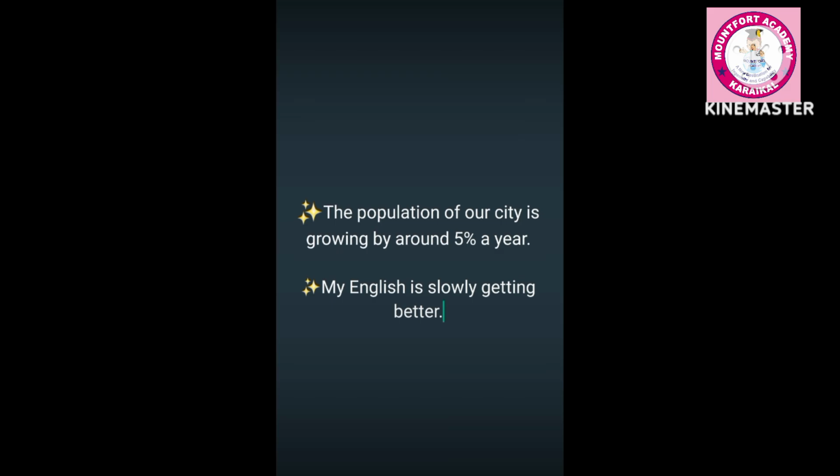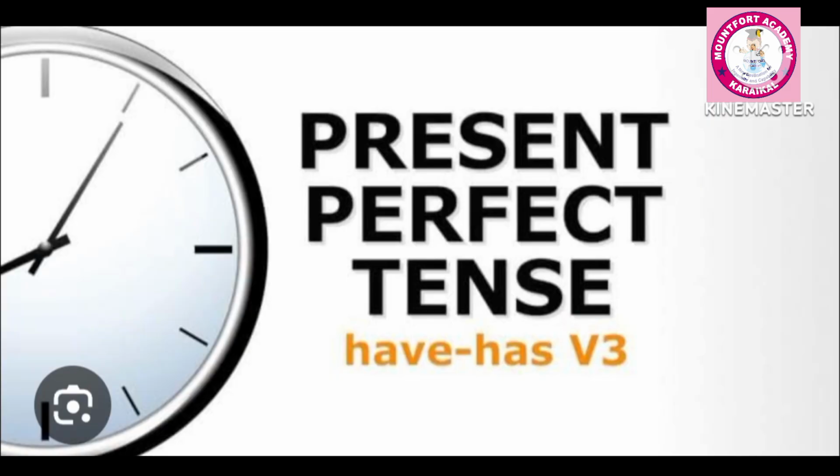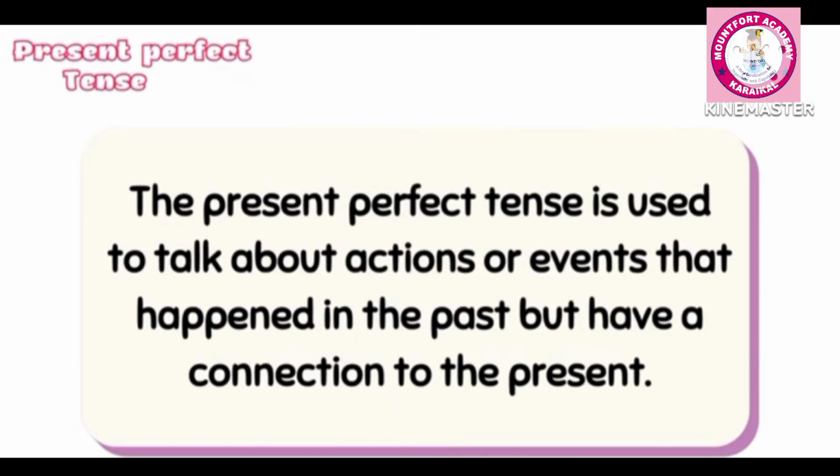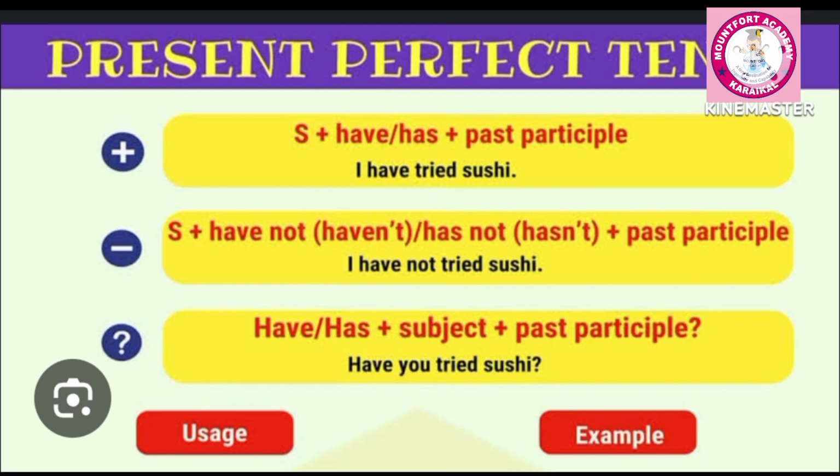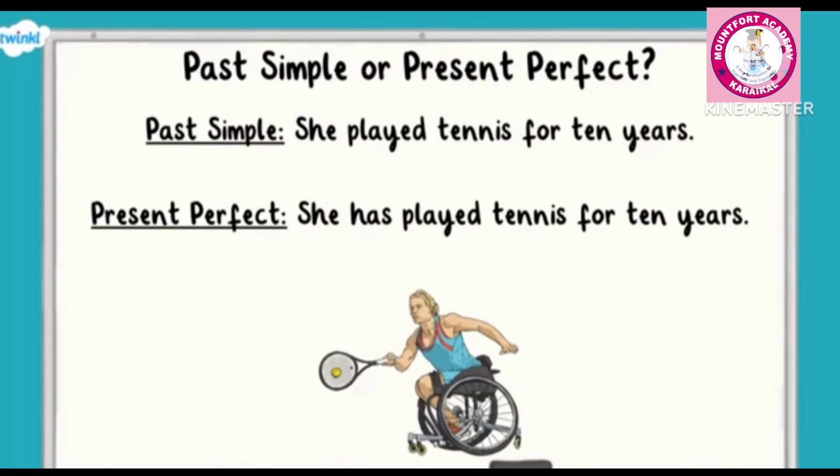population to continue growing. Students, now we are going to learn about present perfect tense. The present perfect tense is used to talk about actions or events that happened in the past but have a connection to the present. The present perfect tense is used to show a link between past and present. We use the word has or have plus the past participle, I mean verb 3.